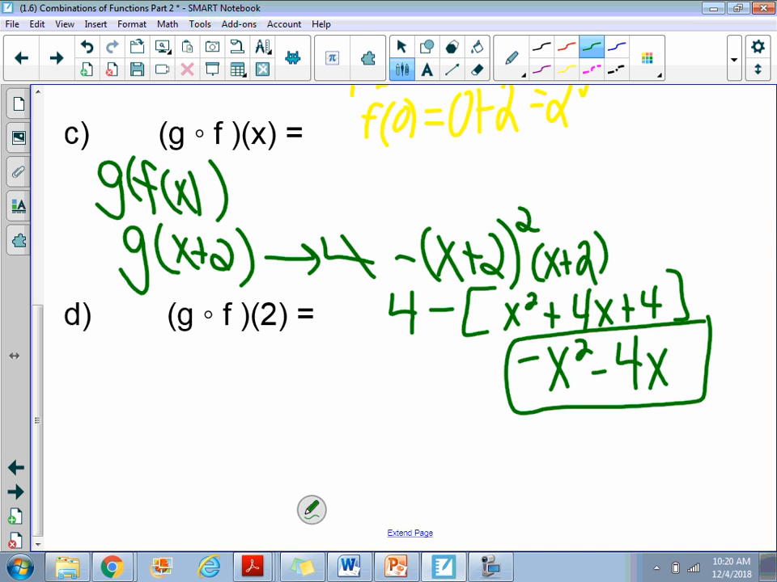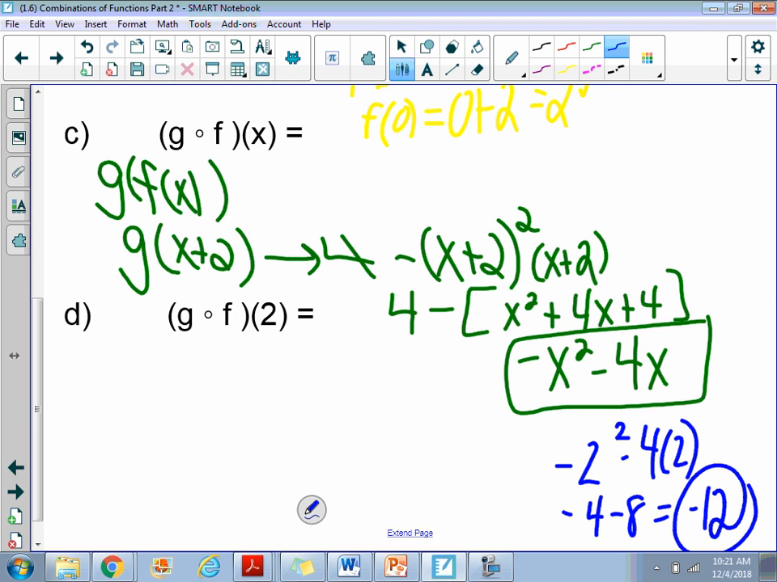So now when I want to find g of f of 2, I can plug 2 right into here to get negative 2 squared minus 4 times 2, negative 4, which is negative 4 minus 8, which is negative 12. Good. And again, I'm going to show you the other way.